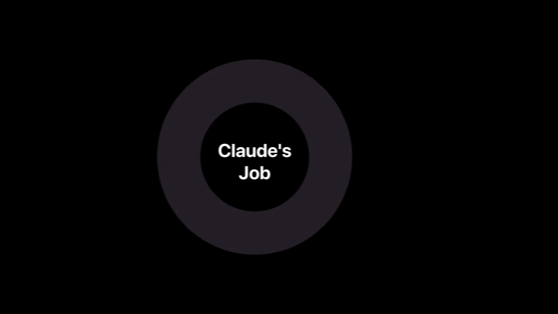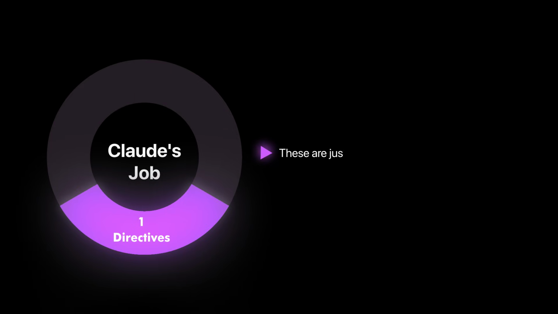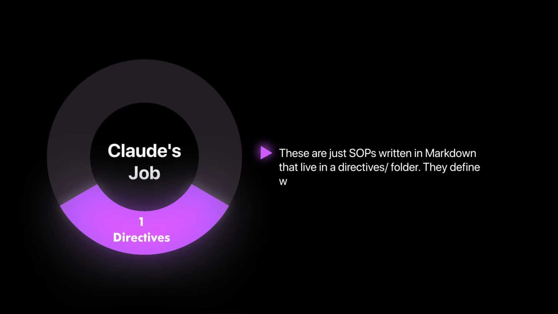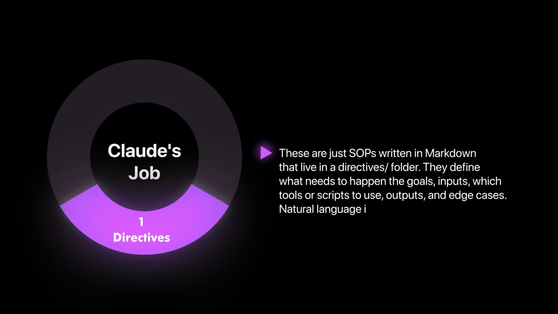The first layer is directives. What I mean by that is these are like SOPs written in markdown that live in your directive folder that define what needs to happen: the goal, input, which tool or script to use, and outputs and edge cases. It's like a natural language instruction, like you would give to your mid-level employee.